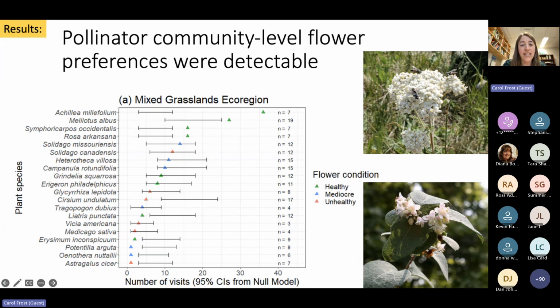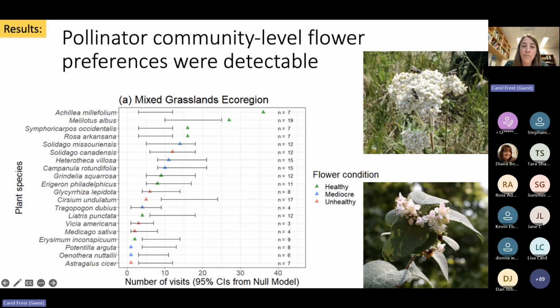So if a flower species had a number of visits above, to the right of the end of the confidence interval, that means it was visited significantly more than expected by chance. And if it had a number of visits below, to the left of the end of the confidence interval, that means it was visited significantly less often than expected by chance.